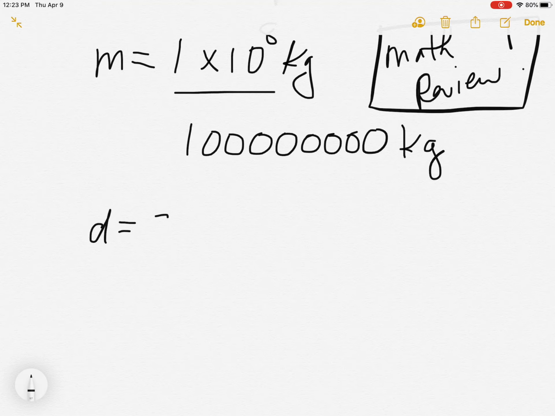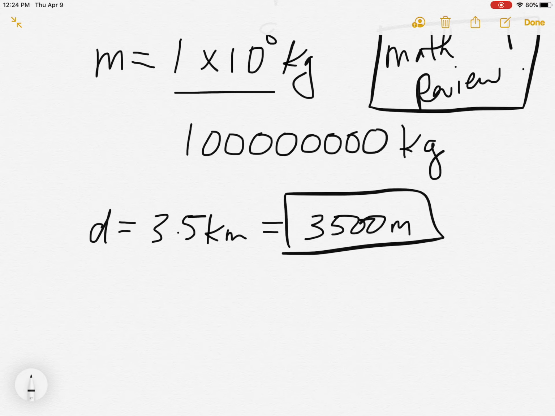we have a distance traveled, 3.5 kilometers. Well, that's no good to us as kilometers. We have to right away change that to meters, 3,500 meters. If you forgot to do that, then you're going to have a problem. You must use standard units. Then we have a speed. It reaches a speed, okay?